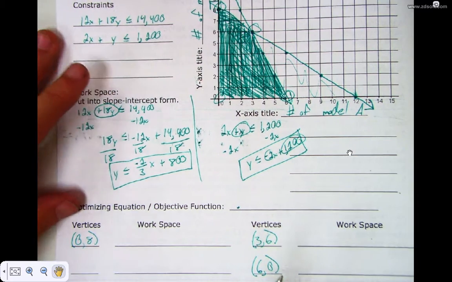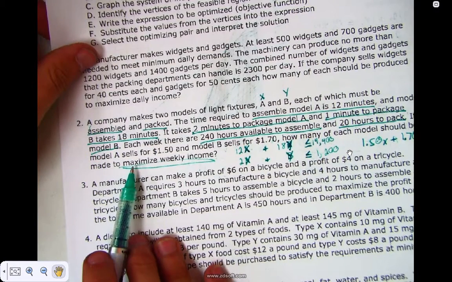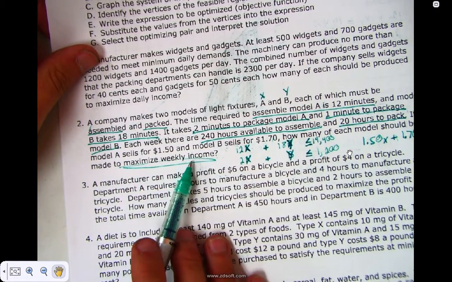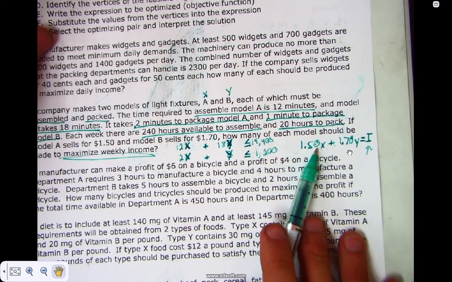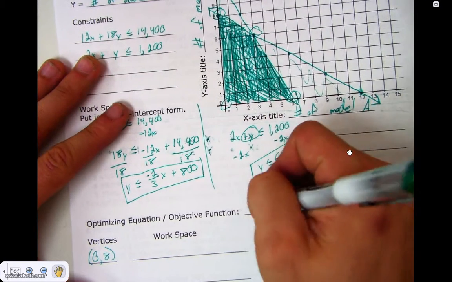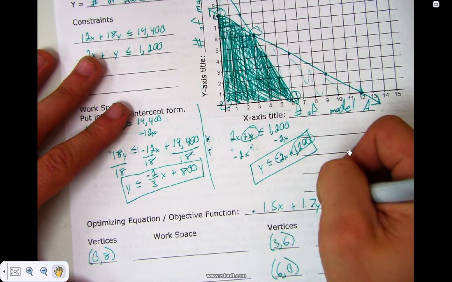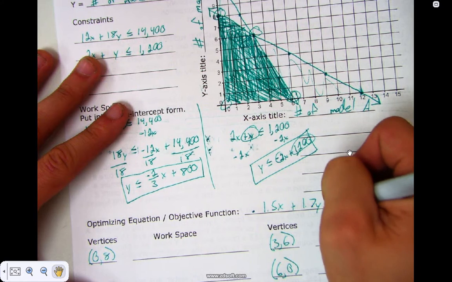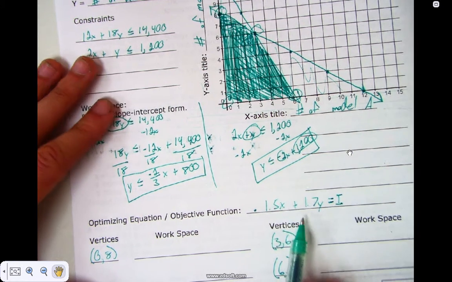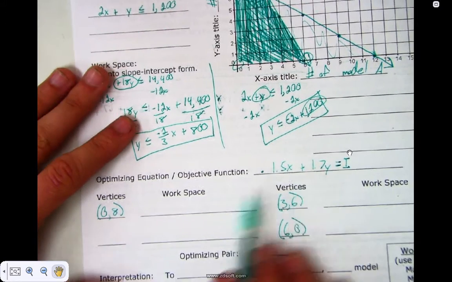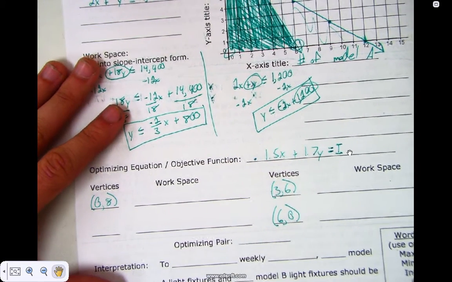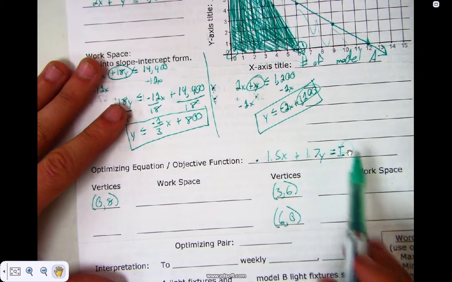And if you remember correctly, if you look over here, we're trying to maximize our weekly income. And that was our optimizing equation. Alright, so I need to write that right over here where it says optimizing equation. So I had 1.5x plus 1.7y equals I, our income. We're trying to maximize this equation right here. So let's see which one of these points maximizes that equation, because that equation tells us how much money we're going to be making, our income, okay?